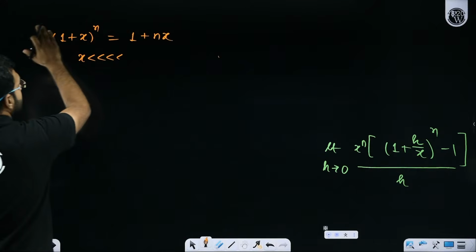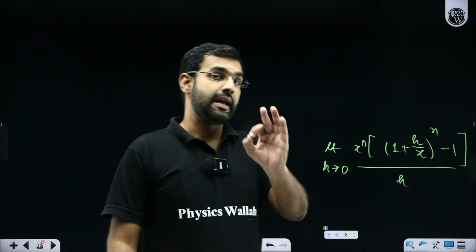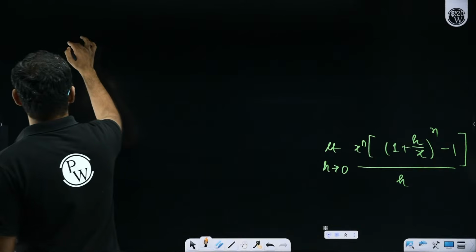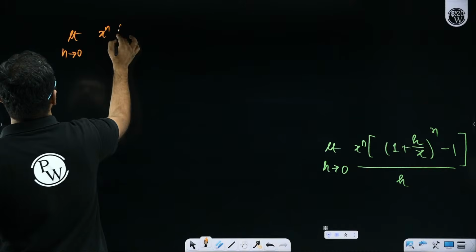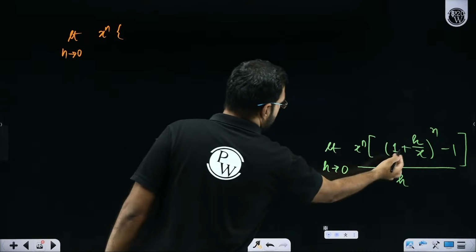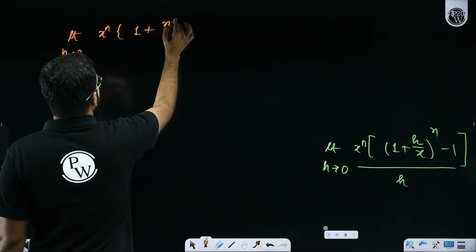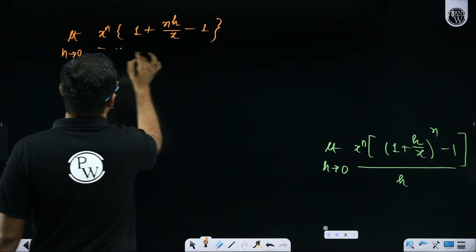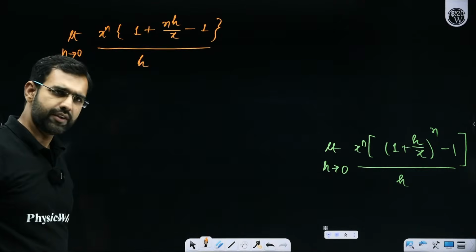Remember that. This you study in binomial theorem, and this you study in limits as well. Same idea if I extend here. I hope you do accept that here this is x to the power n. So limit h approaches 0, x to the power n outside, and here you have 1 plus n h by x. Yes or no? So 1 plus n h by x minus 1, correct me if I'm wrong, whole gets divided by h. Yes or no, everybody?